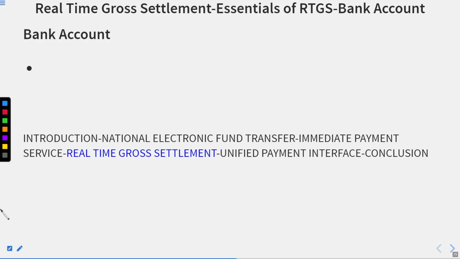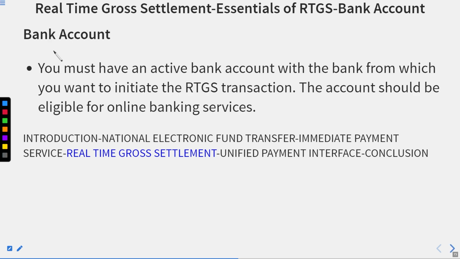Now, thereafter, we have the essentials of RTGS. What things are essential for making an RTGS transaction? Number one is the bank account. You must have an active bank account with the bank from which you want to initiate the RTGS transaction. The account should be eligible for online banking services. Remember, RTGS is available both online and offline.